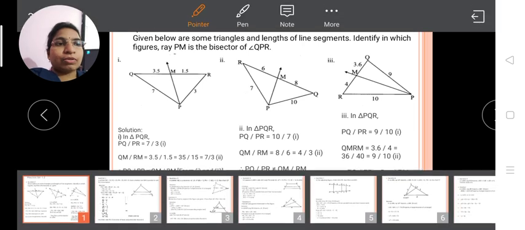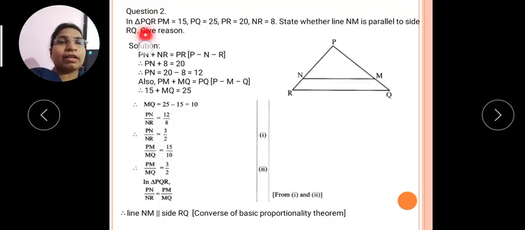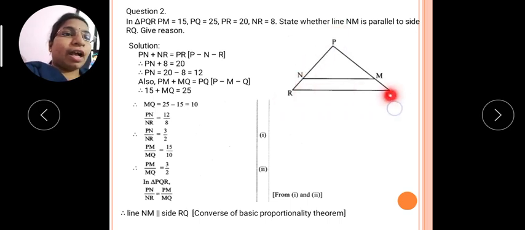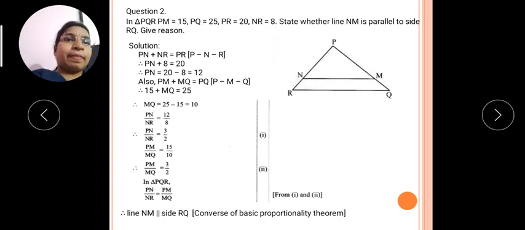Okay students, next question. Now in this triangle, which theorem do we have to use? Whether it is the converse or the basic theorem, you have to mention it correctly, otherwise your marks will be deducted. Now see in triangle PQR, what is given here? PM is 15, PQ is 25, PR is 20 and NR is 8. State whether the line MN is parallel to side QR or not.